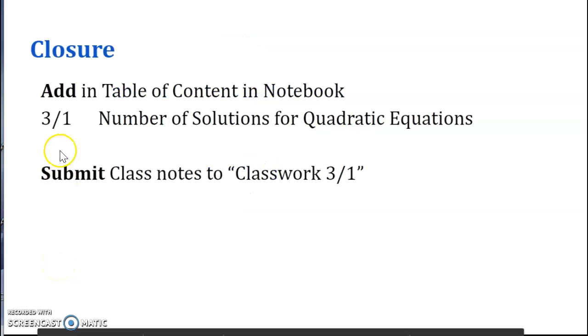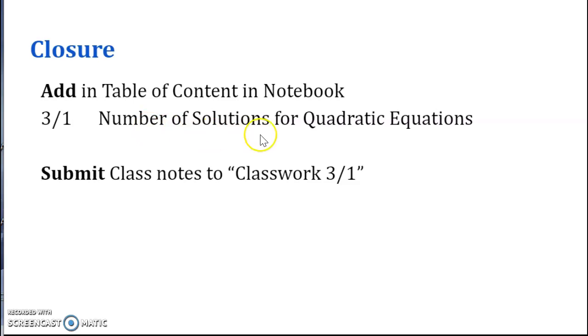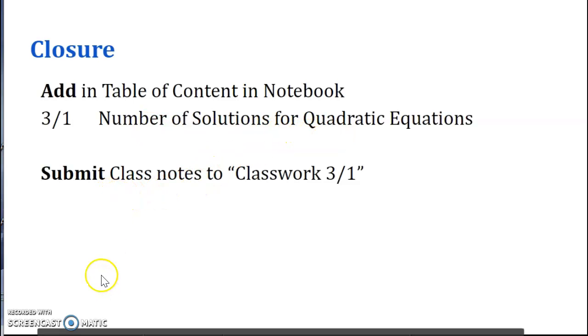As a closure, add to your table of contents what we covered: number of solutions for quadratic equations, and also take a picture of your classwork and submit it.